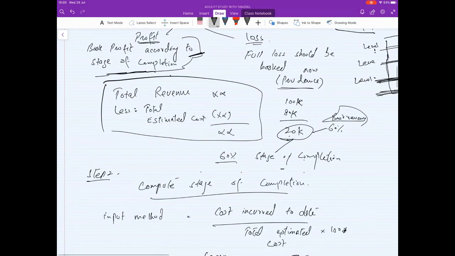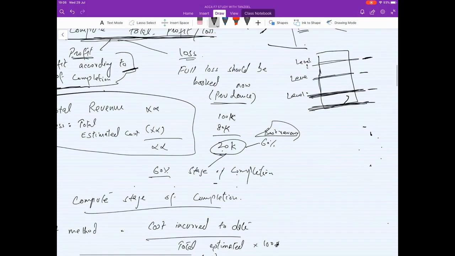Okay, so this is the way we will calculate: total revenue minus estimated cost, because from the very beginning, suppose it is a 5-year project, so this is level 1, level 2, level 3, a 3-year contract. You said in 1 year I will make this much, after the 2nd year I will make this, and on the 3rd year I will make this. So this is a 3-year project. By the end of the 1st year, by December 31st, you will see whether this gives you profit or loss.